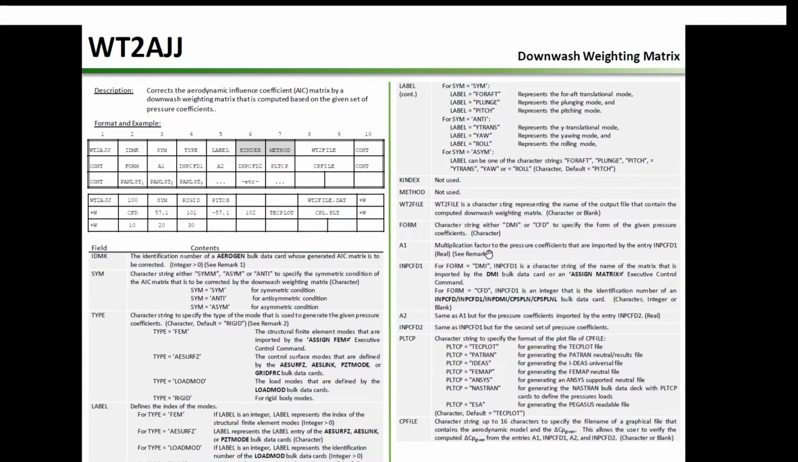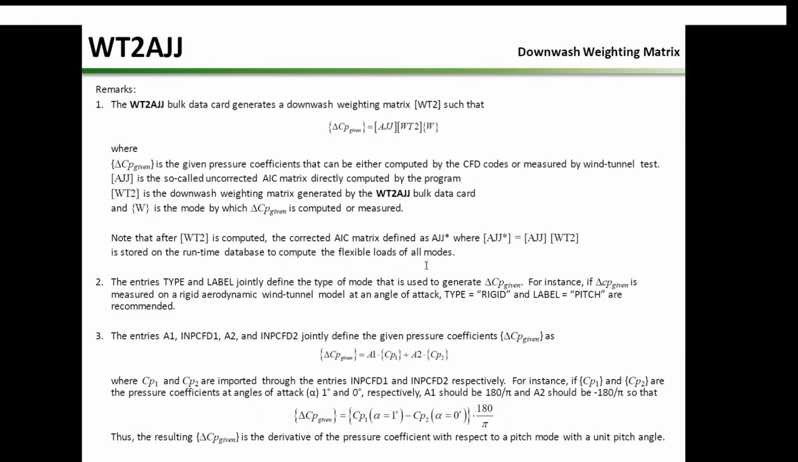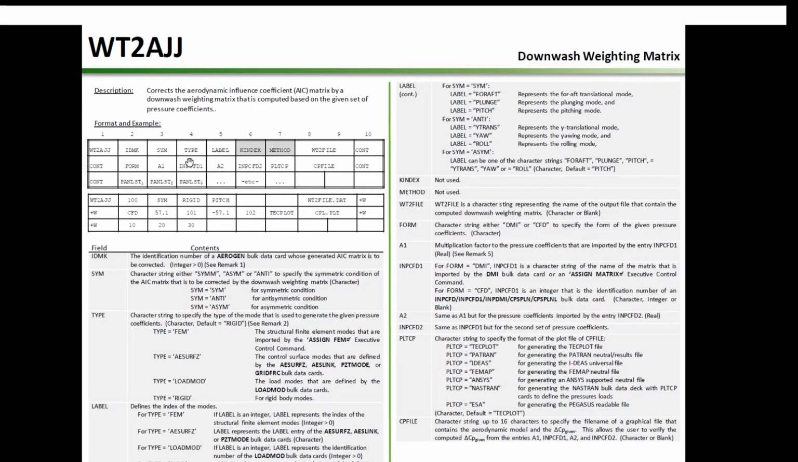Okay, the second AIC correction method is called WT2 AJJ. We use the downwash weighting matrix method. The downwash weighting matrix is computed WT2, so AJJ times WT2 will match with a given CP. Again, this one refers to the AIC card. If you have a half span model, you have a symmetric, anti-symmetric AIC matrix. If you have a full span model, you only have an asymmetric AIC matrix.